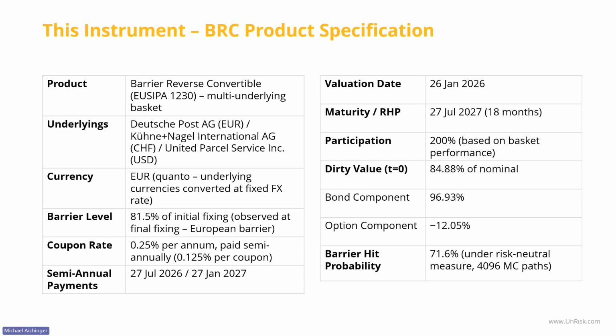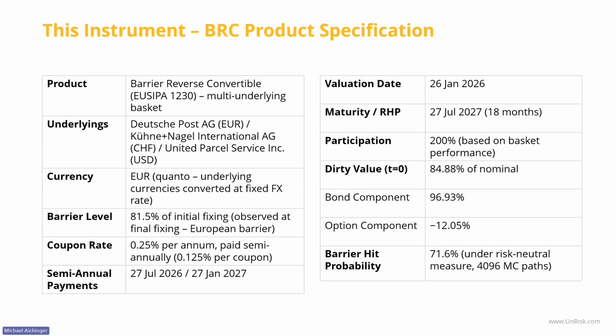So let's summarize. We have the product, a barrier reverse convertible with multiple underlyings. The underlyings are Deutsche Post and UPS, among others. You see that all of the underlyings are in different currencies, meaning the whole structure is in a quanto setup. This means we also need the respective foreign exchange volatilities and the correlations between the underlying and the discounting currency. The barrier level is 81.5% of the initial fixing observed at the final fixing. So it's a European barrier.